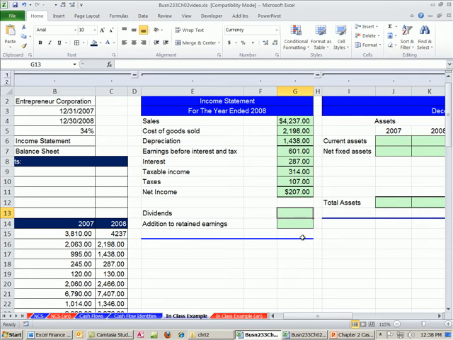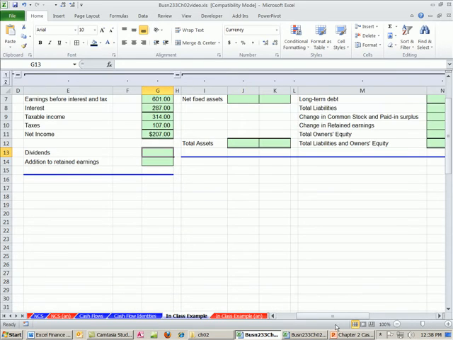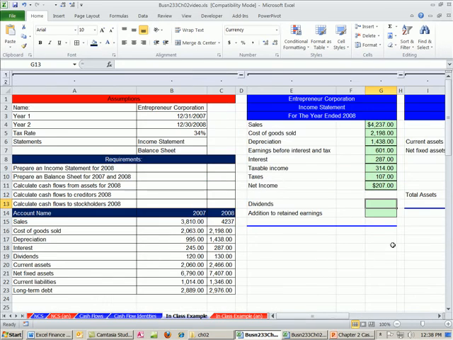Now, dividends, that number is given. Dividends equals, and we have our dividends for 2008. You know, I just realized the PowerPoint slides and these Excel files are not the same, but is that a problem? No. We come up here to our assumption.